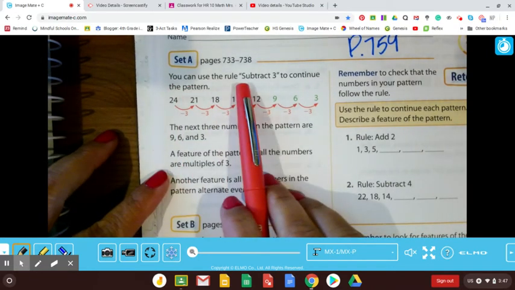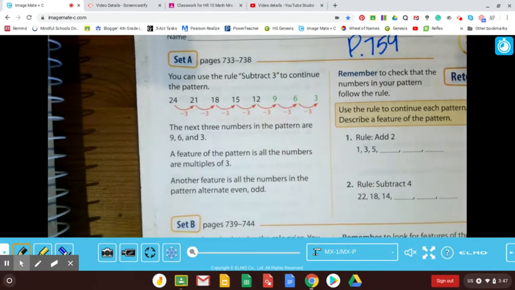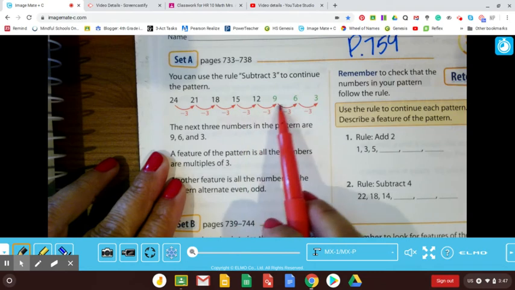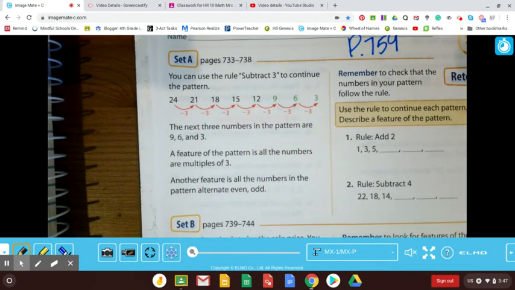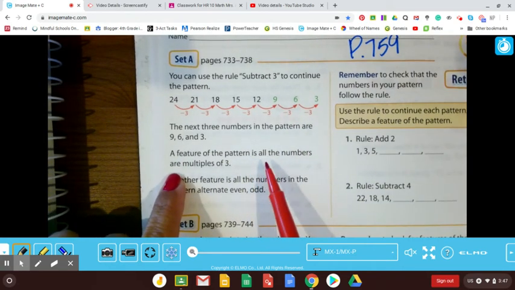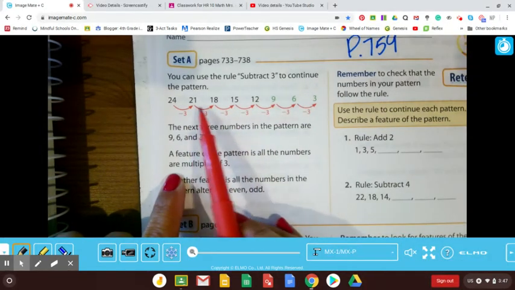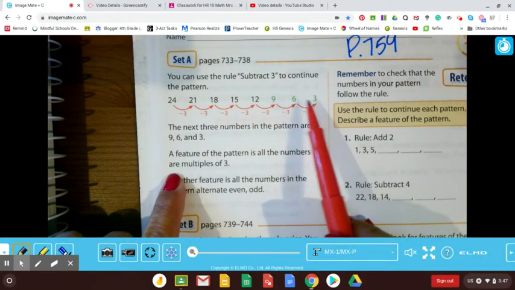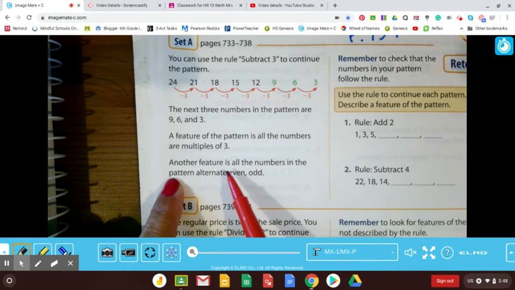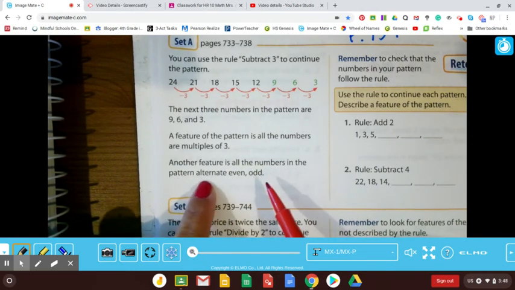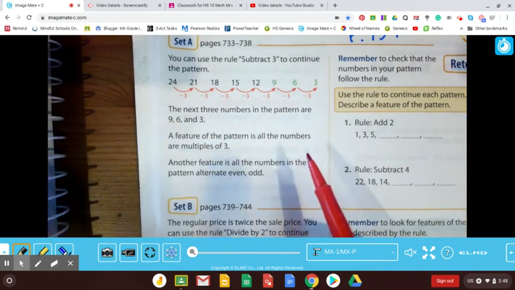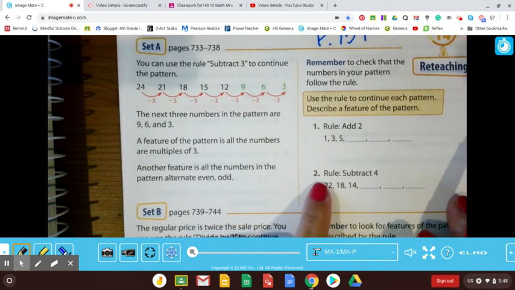It says you can use the rule subtract 3 to continue the pattern. So you're going to see it's 24, subtract 3 is 21, minus 3 is 18, and we just kept going and going. The next three numbers in the pattern are 9, 6, and 3. One of the features of the pattern is that all the numbers are multiples of 3. Check that out: 3 times 1 is 3, 3 times 2 is 6, 3 times 3 is 9, 3 times 4 is 12, etc. Another feature is that all the numbers in the pattern alternate even, odd, even, odd, even, odd. Pretty unique.